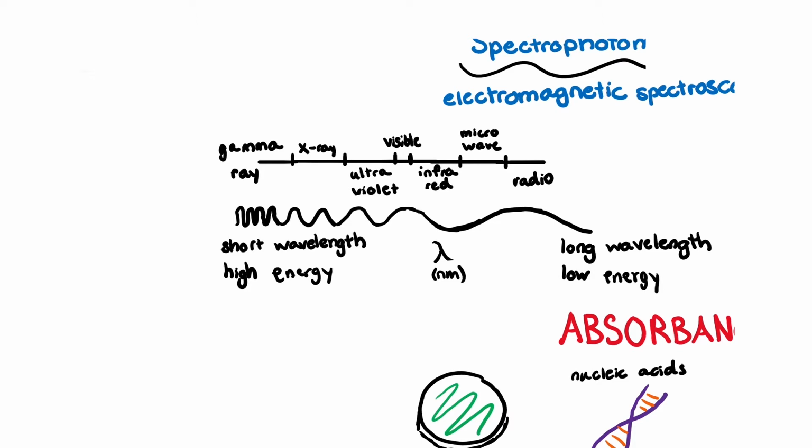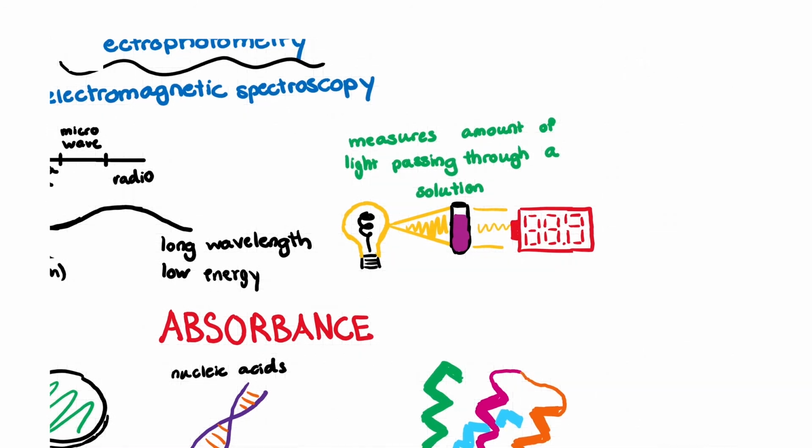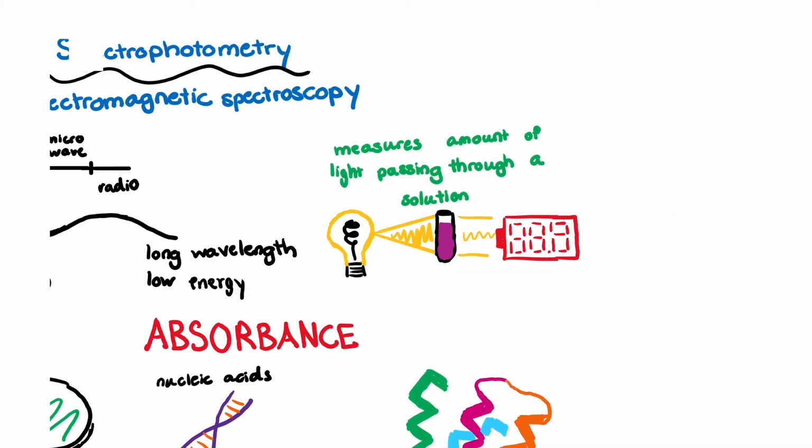So when you separate light, you can see these different wavelengths and these different parts of the electromagnetic spectrum being seen. In spectrophotometry, and especially in biology, the two sections of the electromagnetic spectrum that we're mainly going to be looking at are the ultraviolet and the visible light. Spectrophotometry is measuring the amount of light passing through a solution.